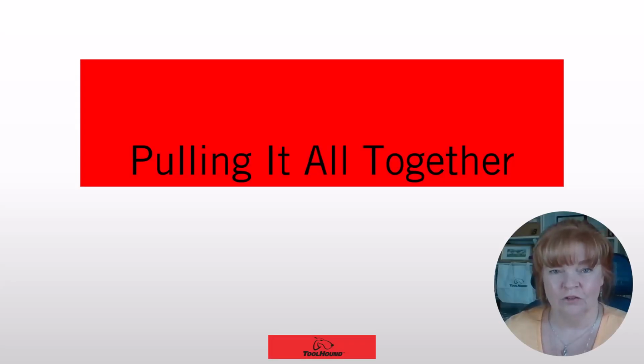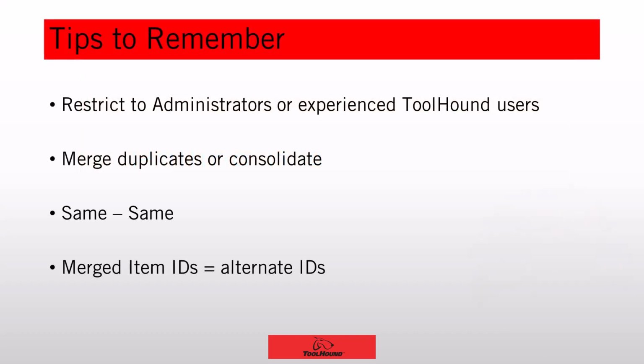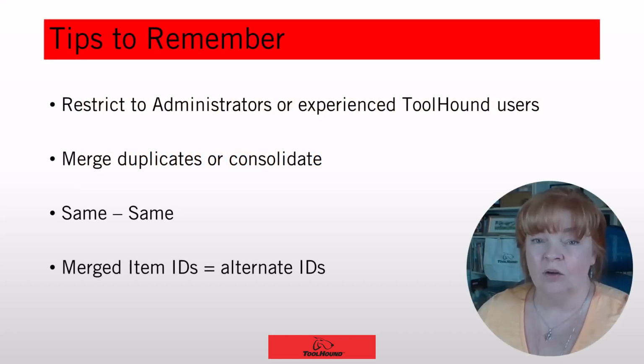Let's review what we've learned so far. Merge part numbers cannot be undone, so this is a feature that should be restricted to experienced ToolHound users or the ToolHound administrator. Use merge part numbers to merge duplicates or consolidate inventory, and you're always going between two part numbers of the same inventory type. When working with consumables, bulk, or non-stock, the merged item ID is going to become an alternate ID for the remaining part number.